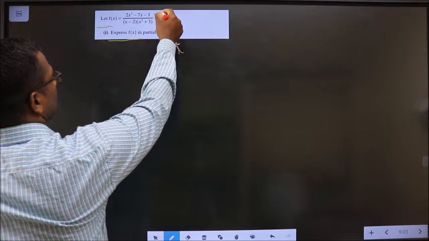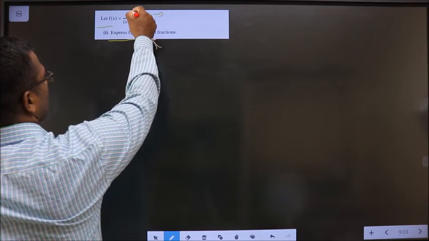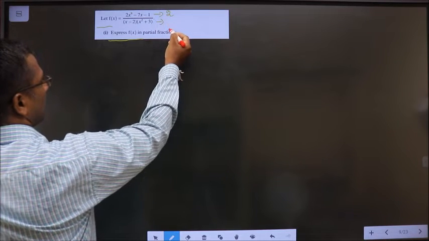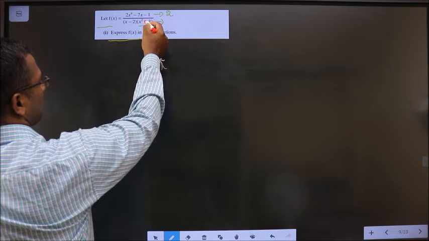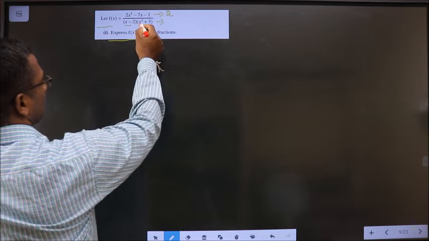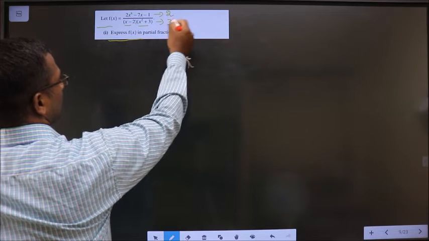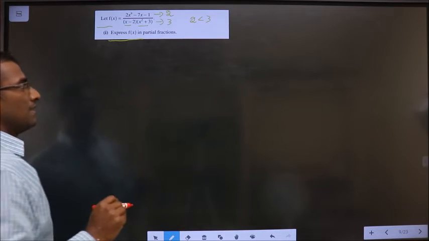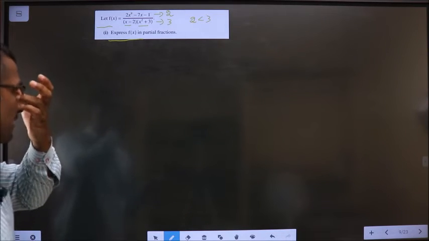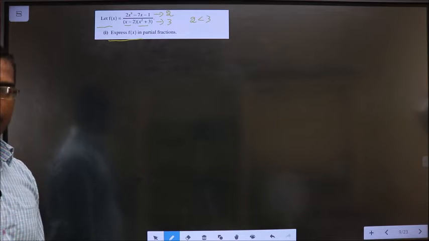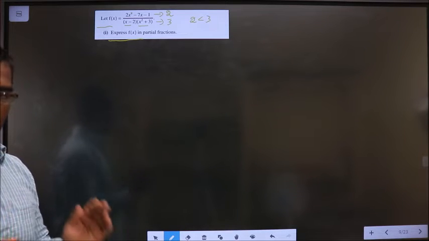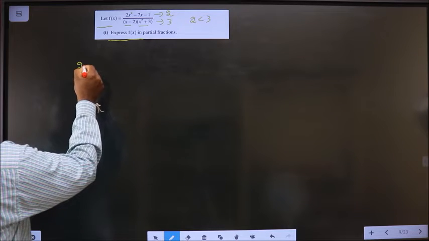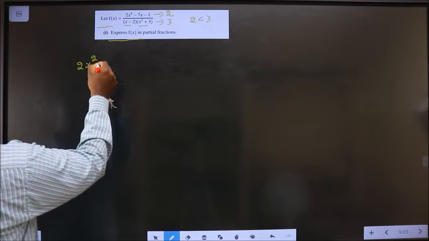Here the degree of the numerator, that means the highest power on x, is 2. Over here, the degree of the denominator: here x power is 2 and here x power 1. Add both, 3. So 2 is less than 3. That means the degree of the numerator is less than the degree of the denominator. So it is a proper fraction. Clear? Next. So whatever you have, let us write that first.